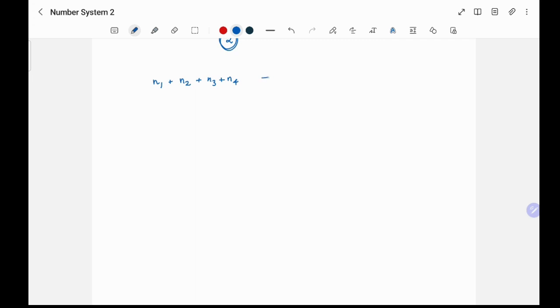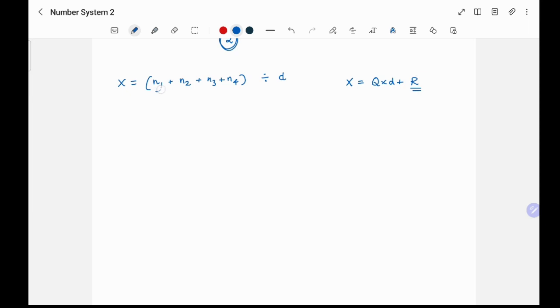Now let's say we want to find the remainder when this is divided by some number d. Let this number be x. So x is nothing but some quotient times d plus r, and we need to find the r.